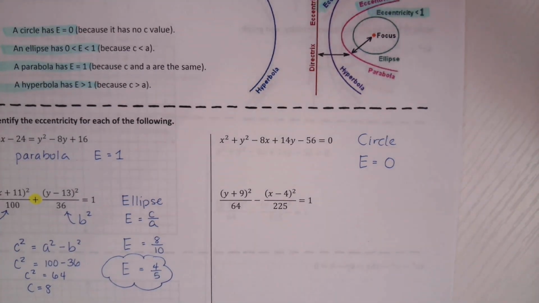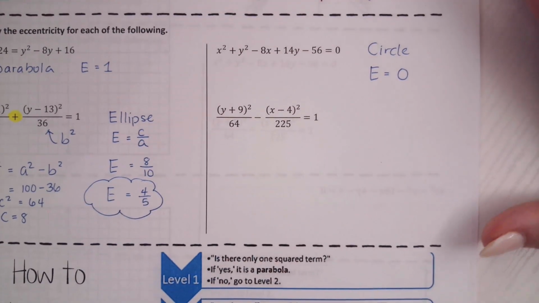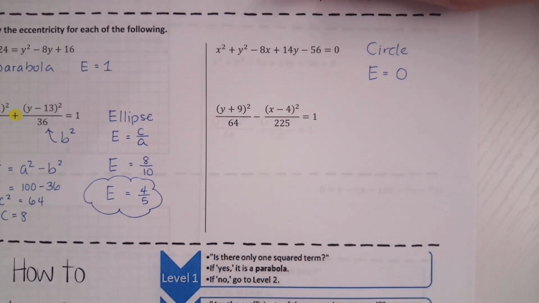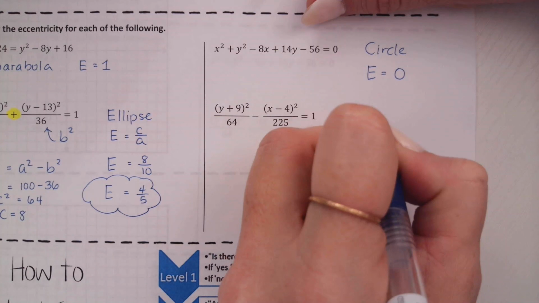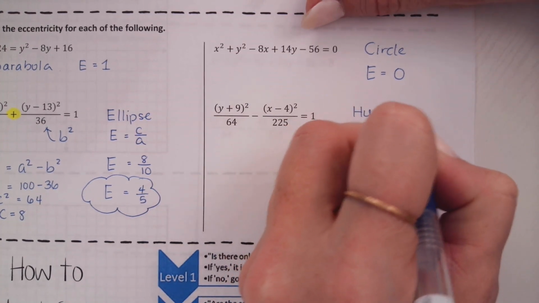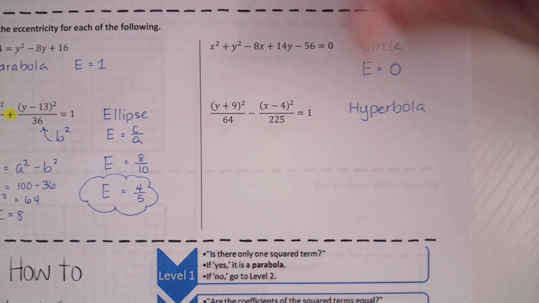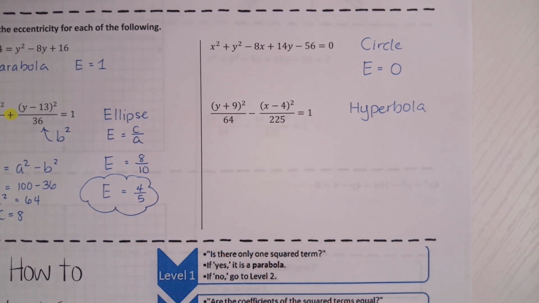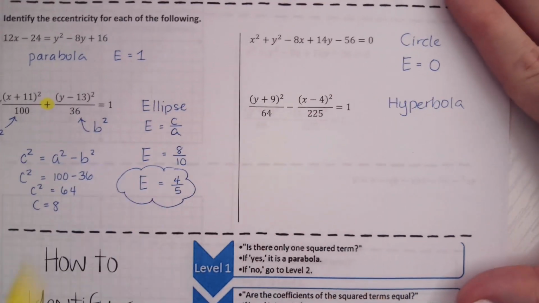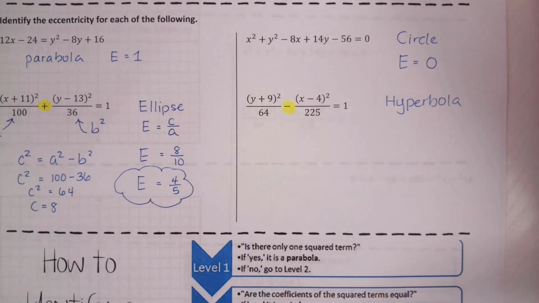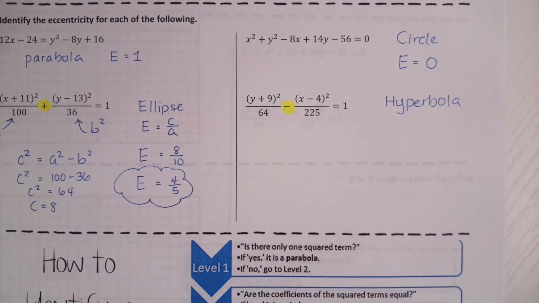So then what do we think the last one is? A hyperbola. Very good. That's the bottom ones this time. A hyperbola is very similar to an ellipse-looking equation, except there's a minus sign in the middle. One of the terms is negative.